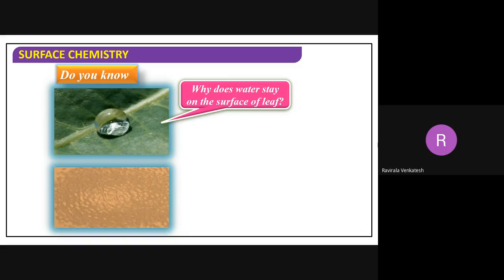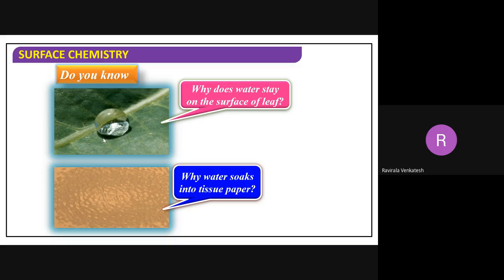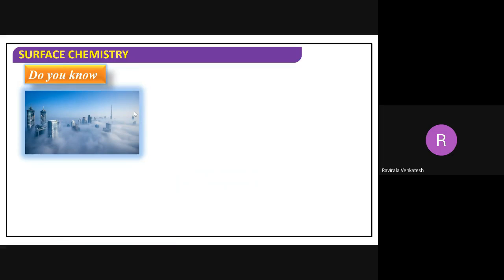Why does water stay on the surface of the leaf? If you look, water droplets on the surface of the leaf of a plant look something like this. Why does it look like this? Next, why does water soak into tissue paper? For example, if I take a tissue paper, the water is soaked in. But on the leaf, it stays on the surface as a drop. What is the reason behind this? That we'll discuss here in surface chemistry.